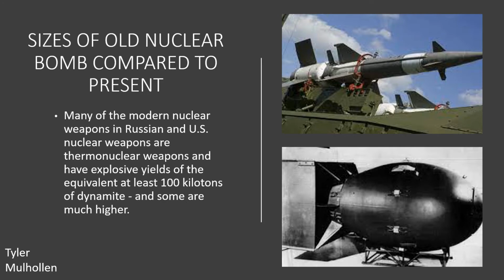Alright, so the size of old nuclear bombs compared to the present. The old ones usually had 100 kilotons of dynamite and some much higher. And then the blast of Little Boy released about 15 kilotons of energy. That's equivalent to about 15,000 tons of TNT.